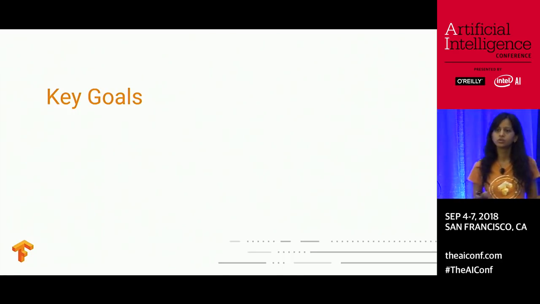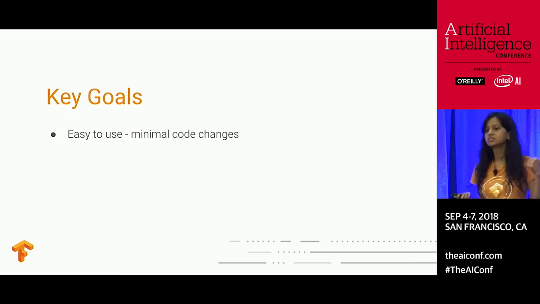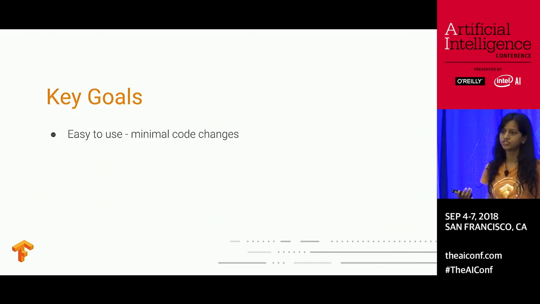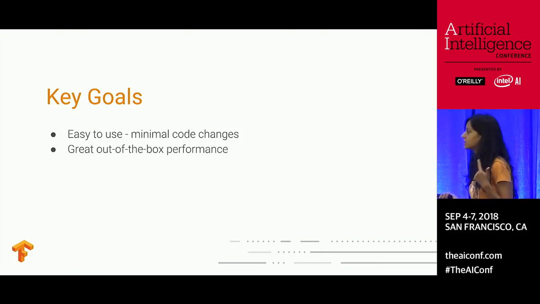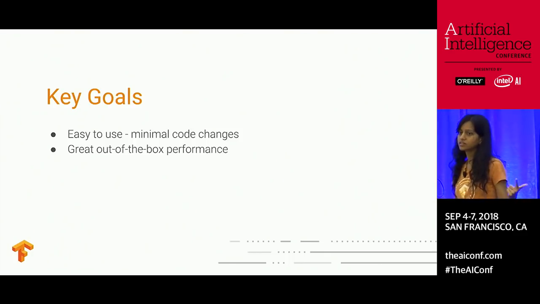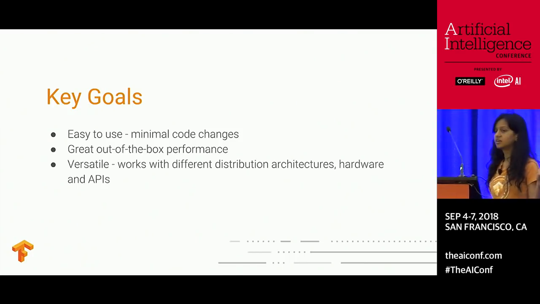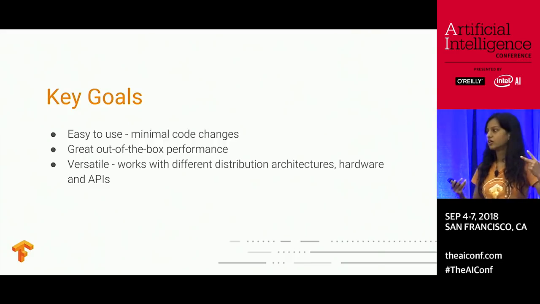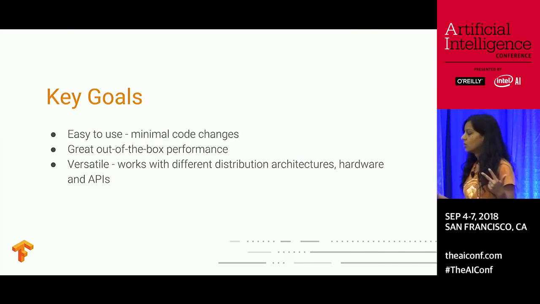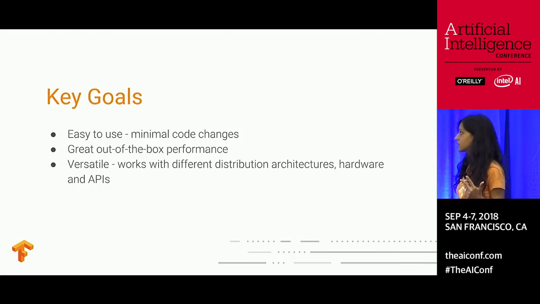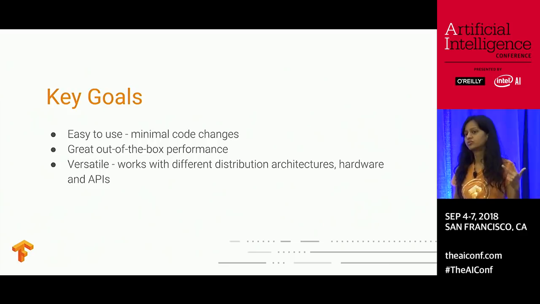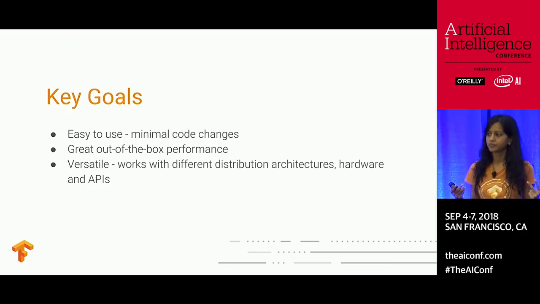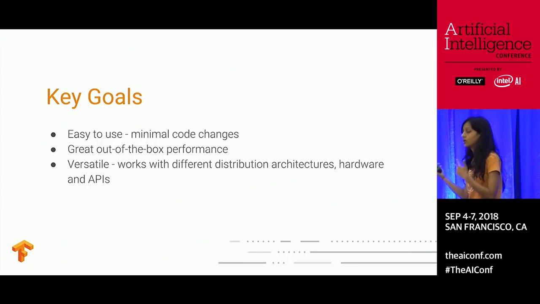So let's go over the key goals of Distribution Strategy. The first one is ease of use. We want you to make minimal code changes in order to distribute your training. The second is to give great performance out of the box. Ideally, the user shouldn't have to change or configure any settings to get the most performance out of their hardware. And third, we want Distribution Strategy to work in a variety of different situations. So whether you want to scale your training on different hardware like GPUs or TPUs, or you want to use different APIs like Keras or Estimator, or if you want to run different distribution architectures like synchronous or asynchronous training, we want Distribution Strategy to be useful for you in all these situations.